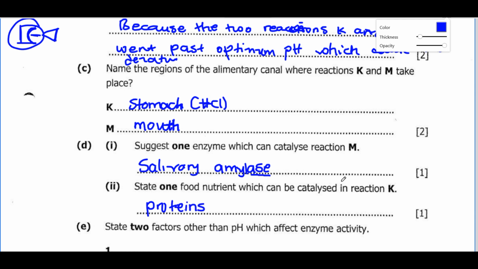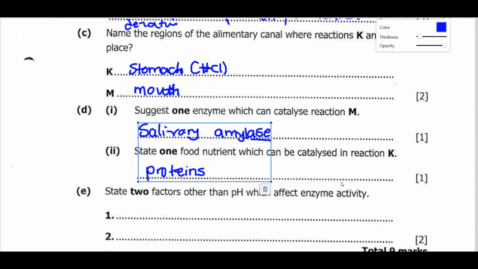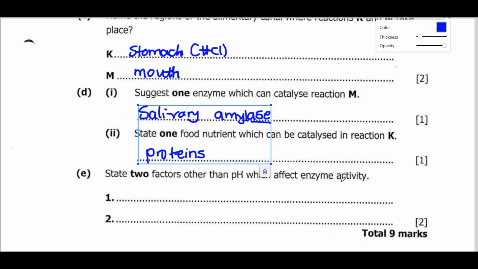So this is what you need to know. Then we have question E, the last one for this question. State 2 factors other than pH which affect enzyme activity. So we have temperature. So temperature can make the enzymes to be inactive, or the temperature can make the enzymes to be denatured. So it depends on the amount of temperature.